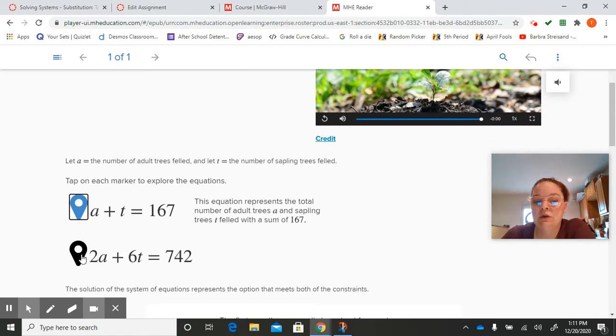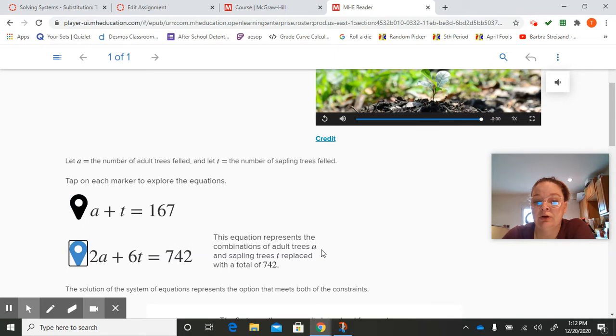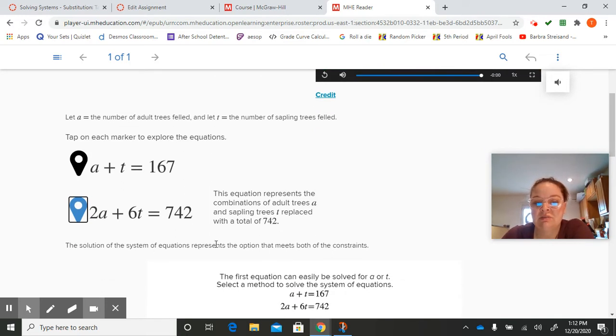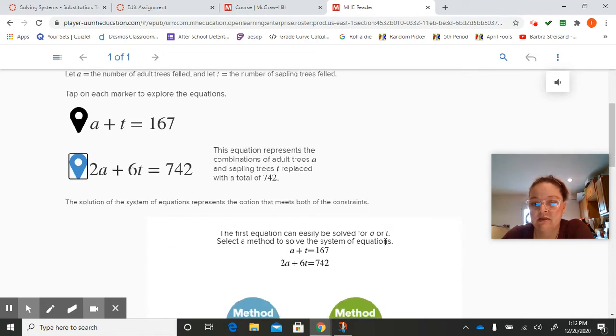And then we're going to use the equation 2A plus 6T equals 742 to represent the number of adult trees A and sapling trees T that were replaced. The solution of the system of equations represents the option that meets both of the constraints. The first equation can easily be solved for A or T. Select a method to solve the system of equations.